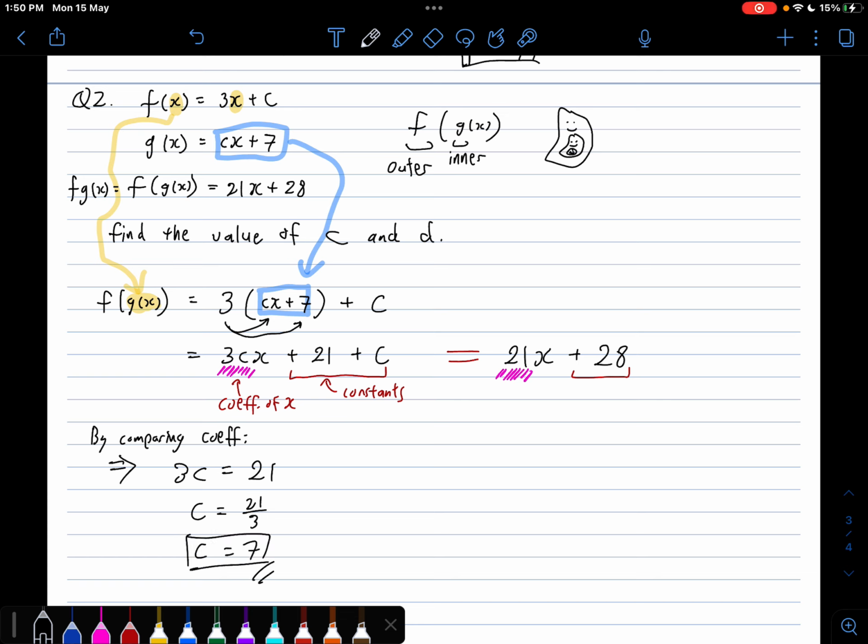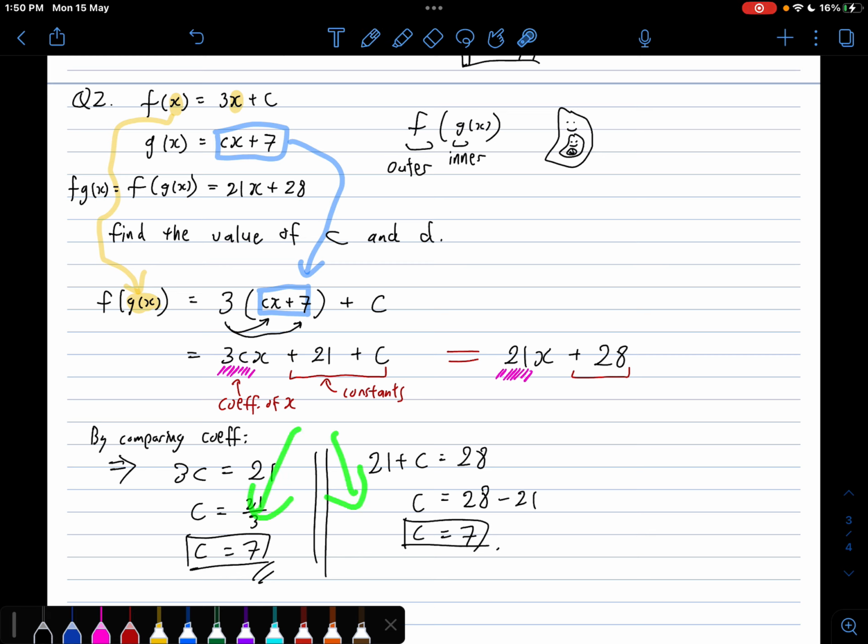Not enough, we still need to continue. Okay, actually we don't need to. We could have also compared 21 plus c with the 28, and solving, actually it's a lot simpler. 28 minus 21, we end up with 7. That also gives us c equals 7. So either one is fine. Comparing coefficients of x like this, or you compare the constants like that.